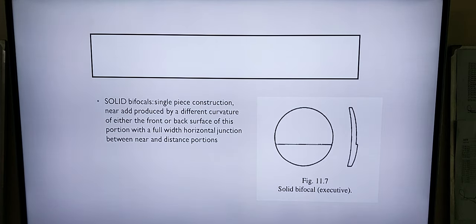Solid bifocals are single piece construction in which the near segment is produced by a different curvature instead of a different refractive index, on either the front or the back surface of this portion, with a full width horizontal junction between the near and the distance portions.